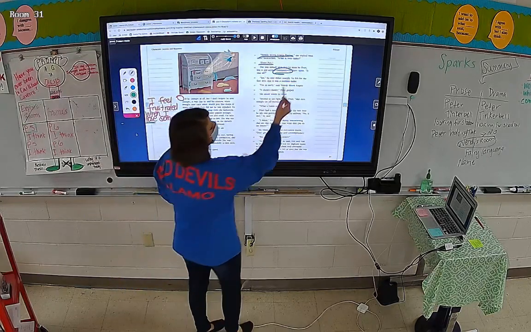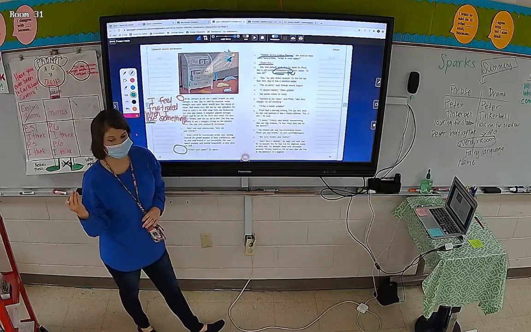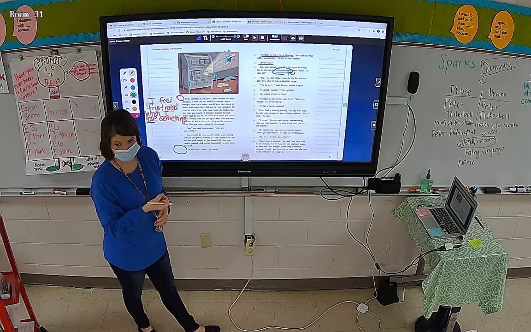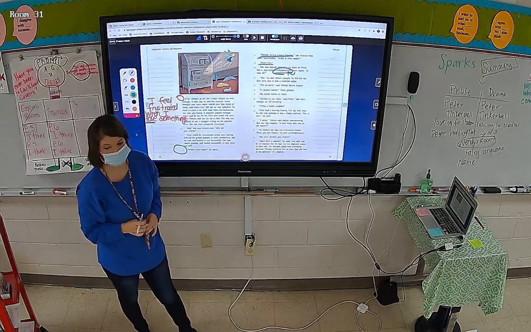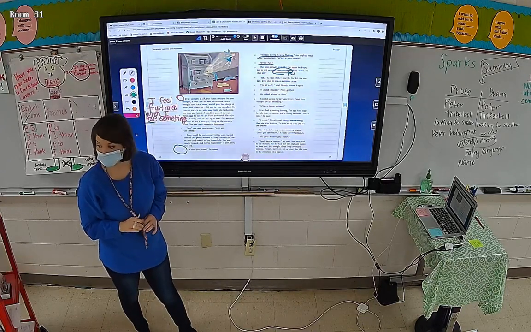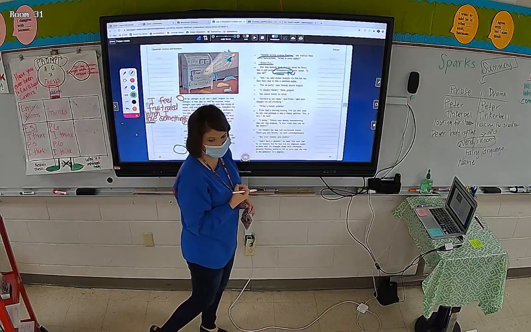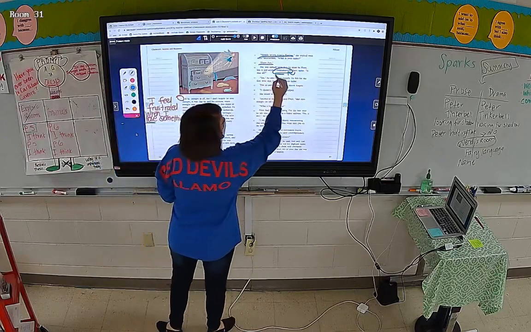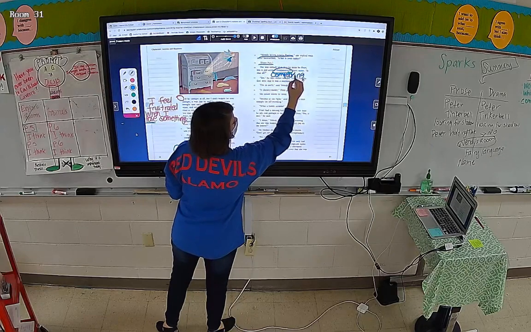Okay, that's a clue to help me figure out what comparatively means. If she's talking about how his name is short, then that means she thinks her name is long, right? So what does that word comparatively mean? What is she doing with their names? She's comparing them. Comparatively, do you hear the word compare in comparatively? Yes, use those clues to help you. Under comparatively, I want you to put comparing. She is comparing their names.